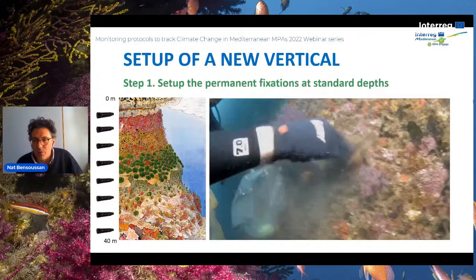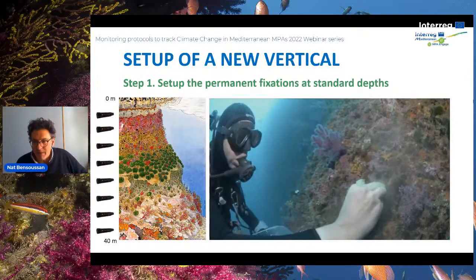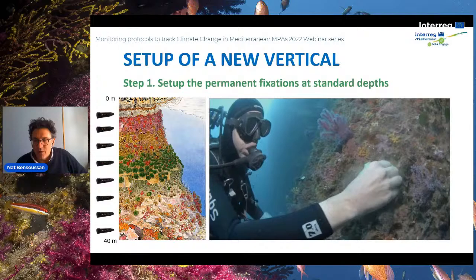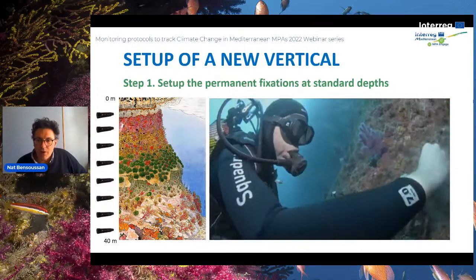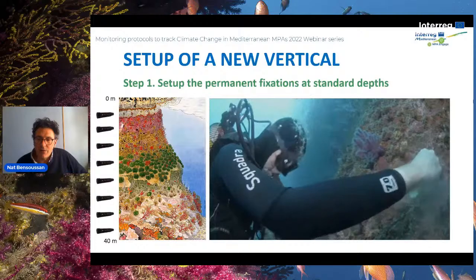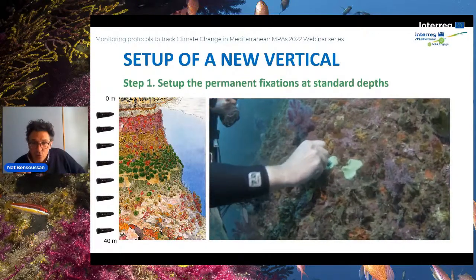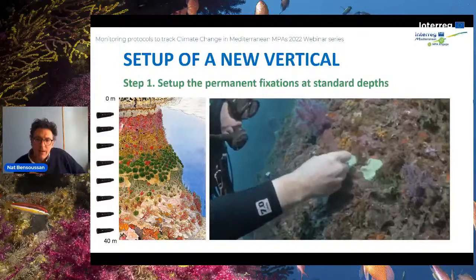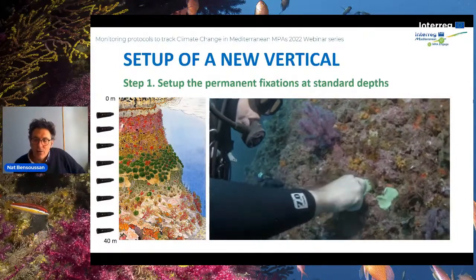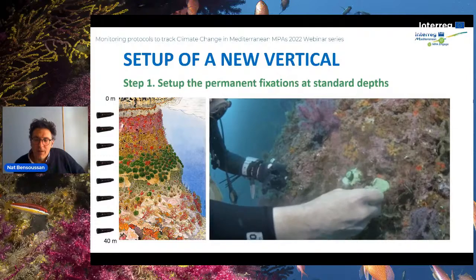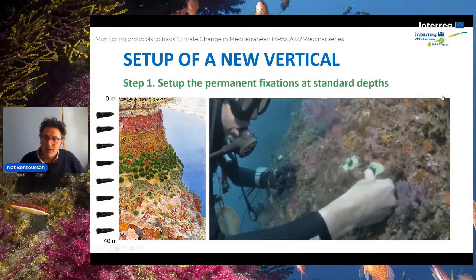Going to the selected depths, we are looking for small holes, 10 centimeters apart, in which we are going to firmly insert the putty after having scratched up the substrate to make it glue maximally. Then into each hole, we insert the primary and secondary fixation points, that's the plastic ties, the plastic screws that are inserted here.